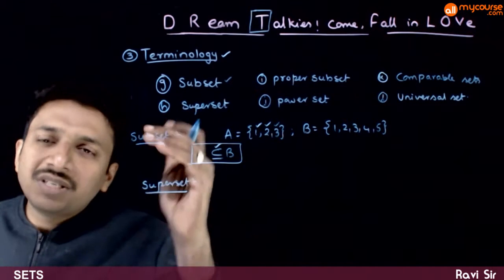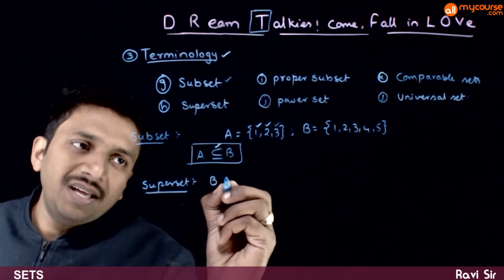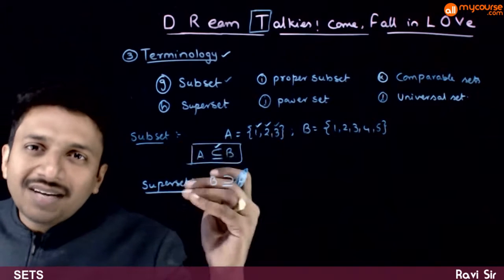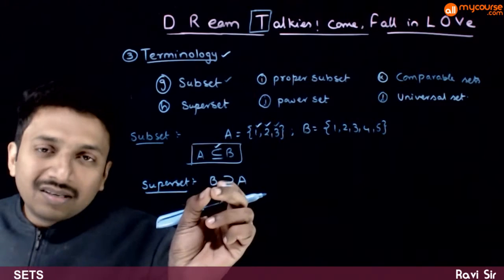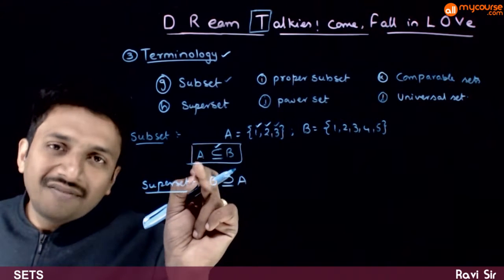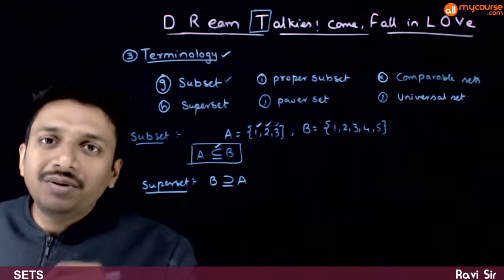Next, you have something called superset. Superset is the exact opposite of subset. If A is a subset of B, then B is a superset of A. You can relate this with less than or equal to and greater than or equal to in numbers. So A is a subset of B, that is, every element of A has to be present in B. So why do we have this equal to symbol?